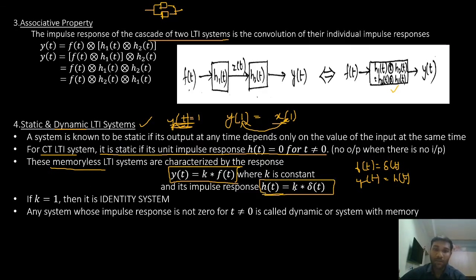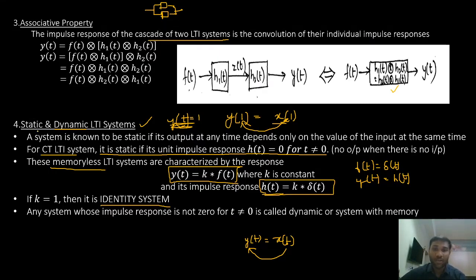When k, the multiplicative constant, is 1, what will happen? Y of t is equal to x of t. Whatever is my input, it is my output. So what is such a system called? Such a system is an identity system. My output is the same as the input. Such a system is called an identity system, right?